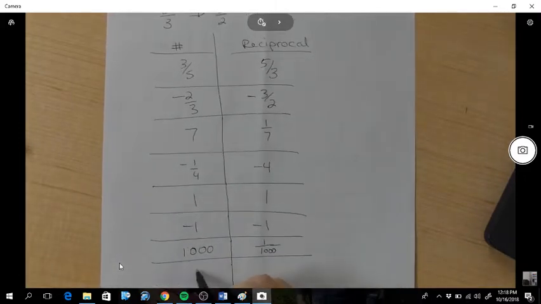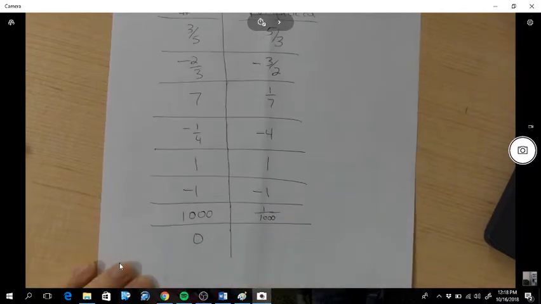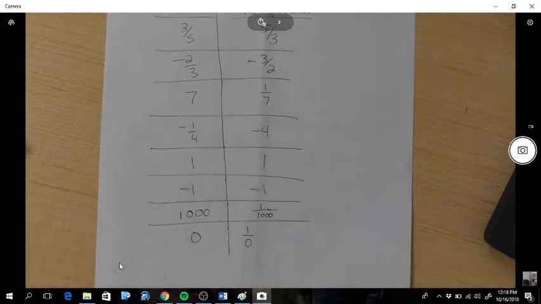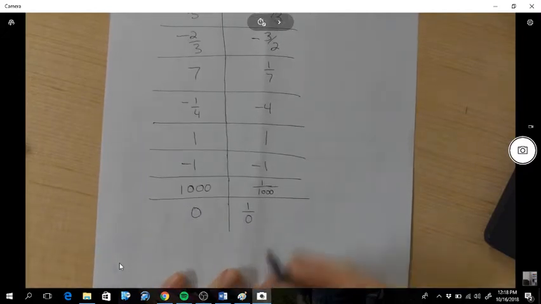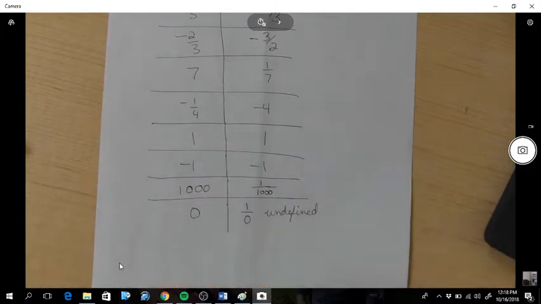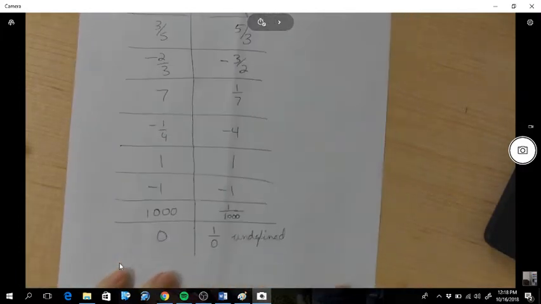What about 0? That's a tricky one because 1/0, what's the math rule about dividing by 0? It's undefined. You can't define that. Okay, so here's some things. Here's the keys.